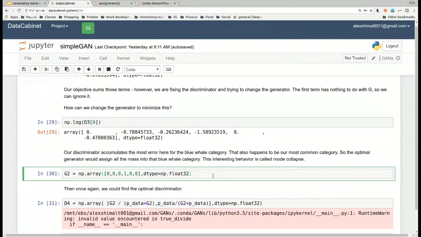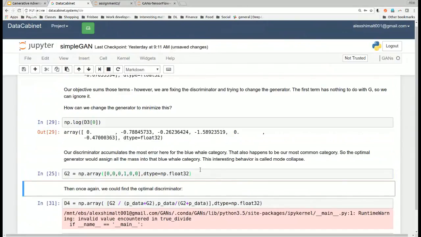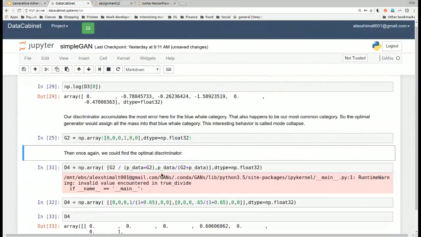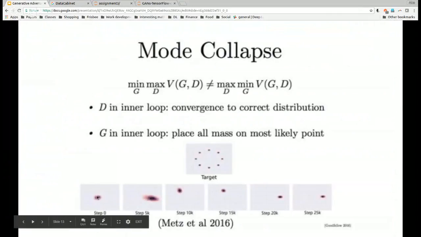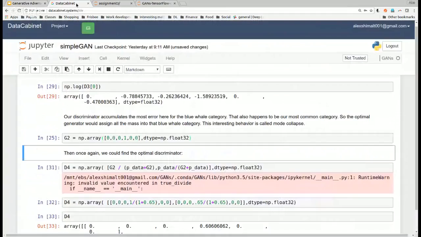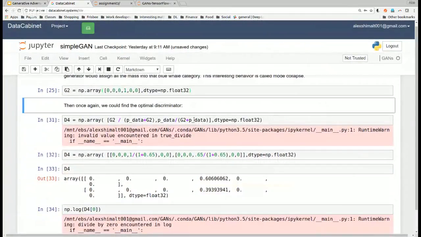And so that's what it's doing here. So we create this generator. It has a probability of 1 of being a blue whale, and everything else is 0. If we remember this picture from before, this mode collapse, we've assigned it to this sort of blue whale area. And now the question is, what happens now?